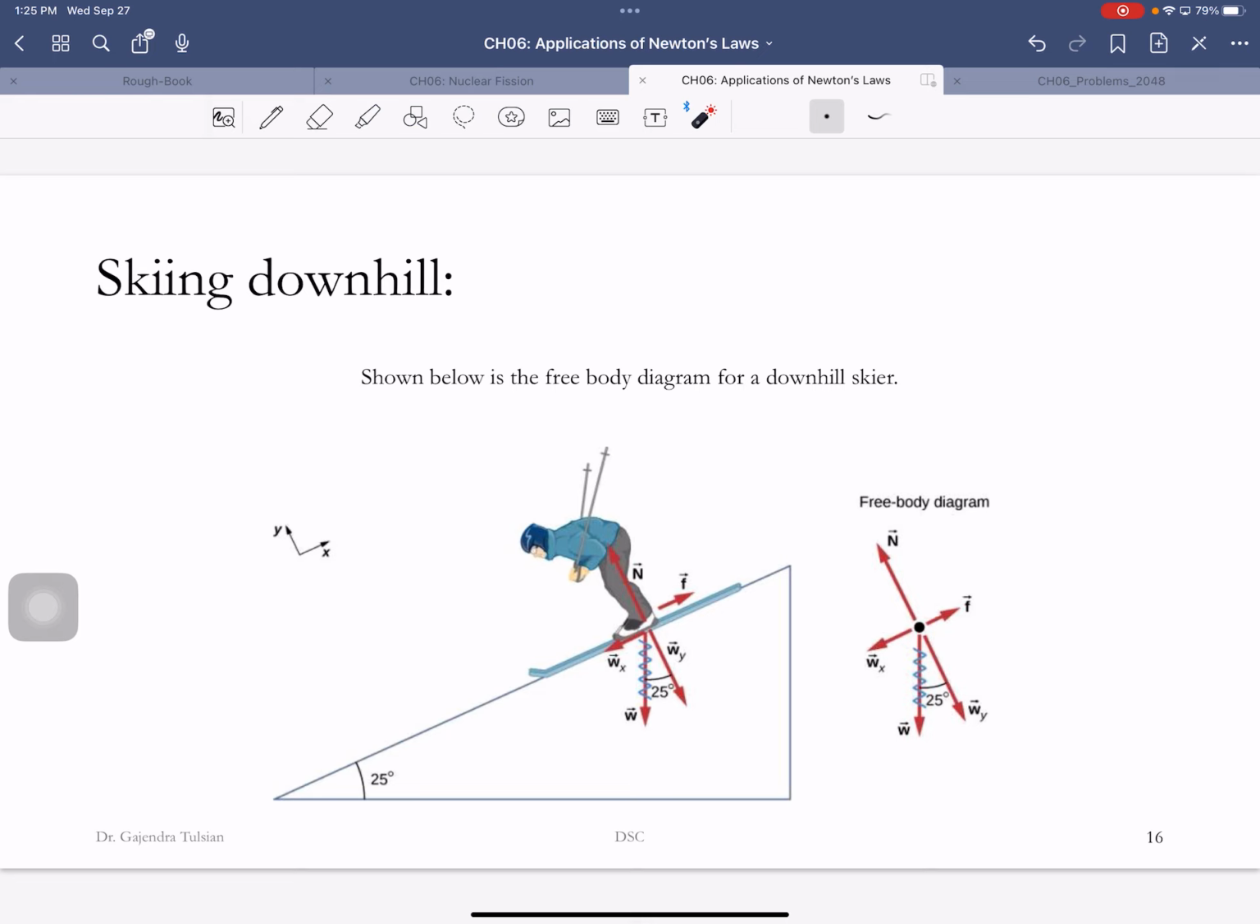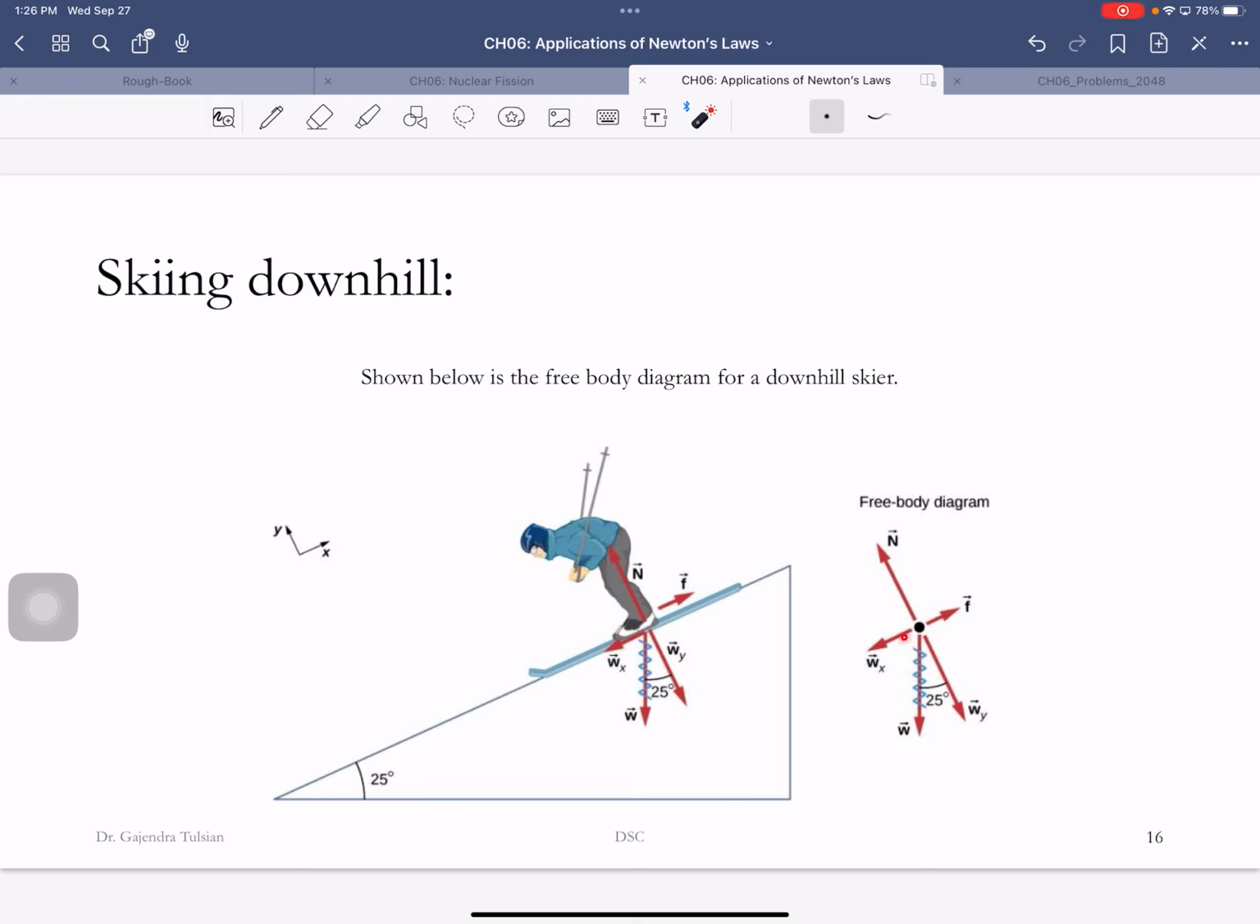And if this guy is not coming off the ski slope, then this force is being balanced by that. If the component of the weight is greater than the friction force, he'll be accelerating downwards. If the component is equal to the friction force, then he won't accelerate, he'll move on at constant velocity. And that's the kind of stuff we'll analyze.